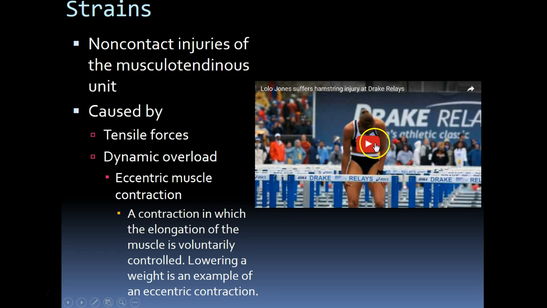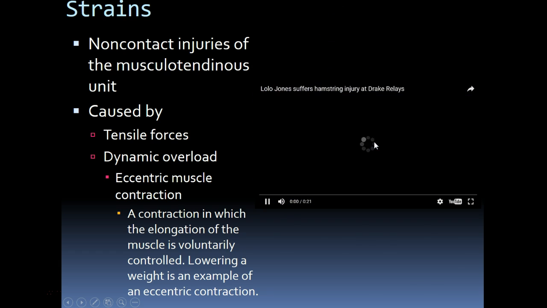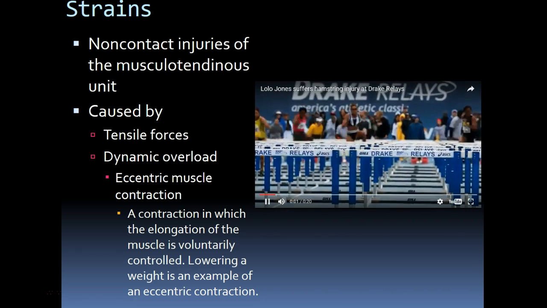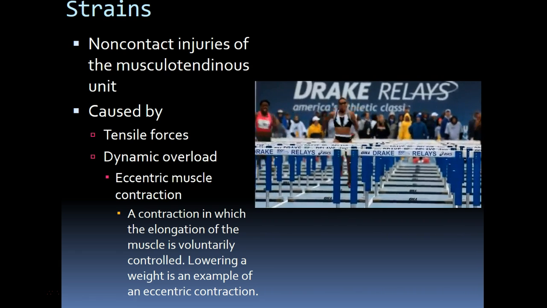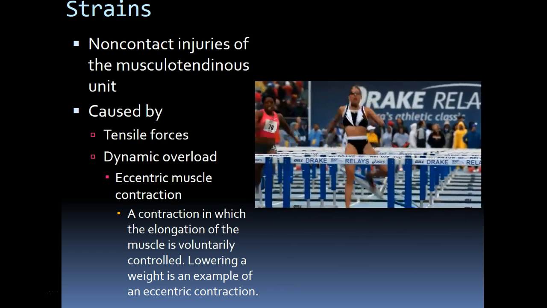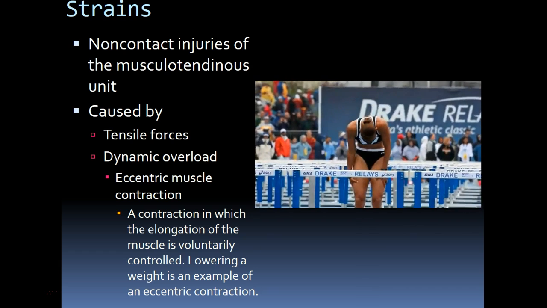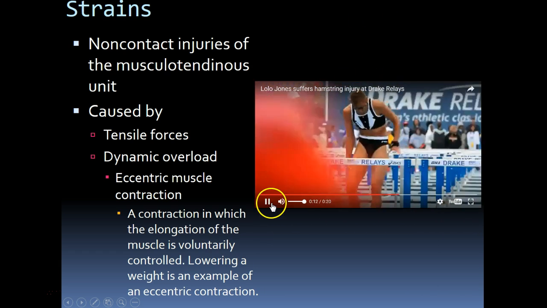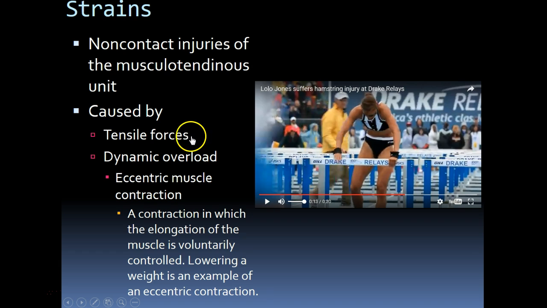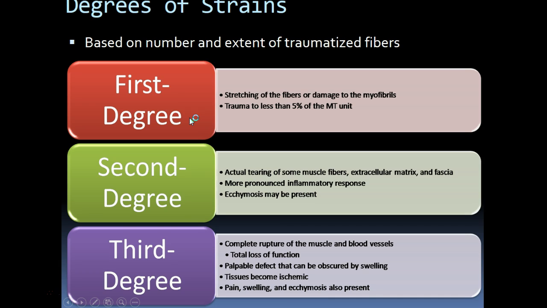to occur. And so what you'll see in this hurdler is she's in the lead, and there it is, right? It didn't occur when she was going over the hurdle. It occurred as she went into her eccentric phase and hit the hurdle itself. Tensile forces probably surpassed the amount of stressors that hamstring could hold, and as a result, she had a hamstring strain. So let's go with degrees of strain, because this becomes very important.